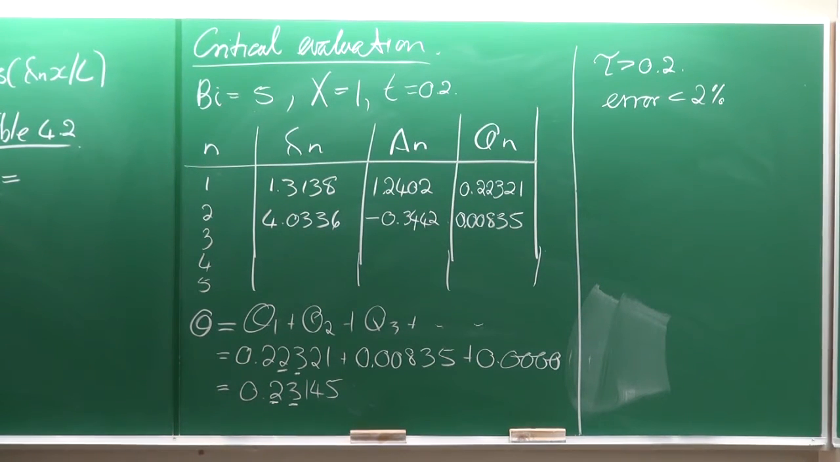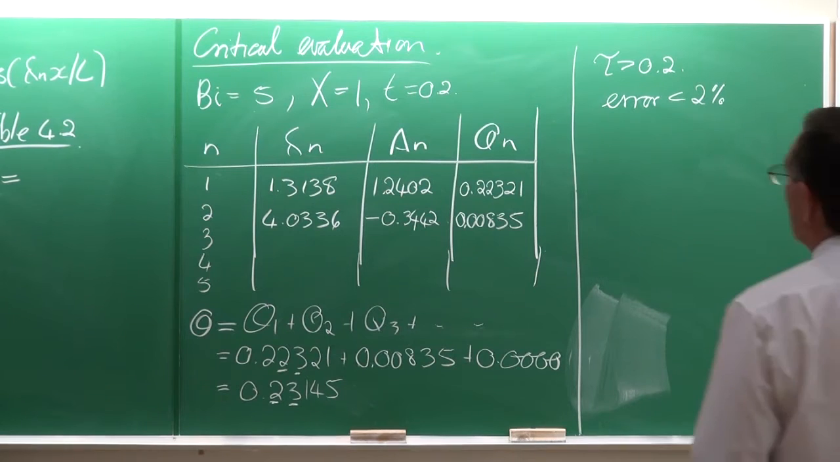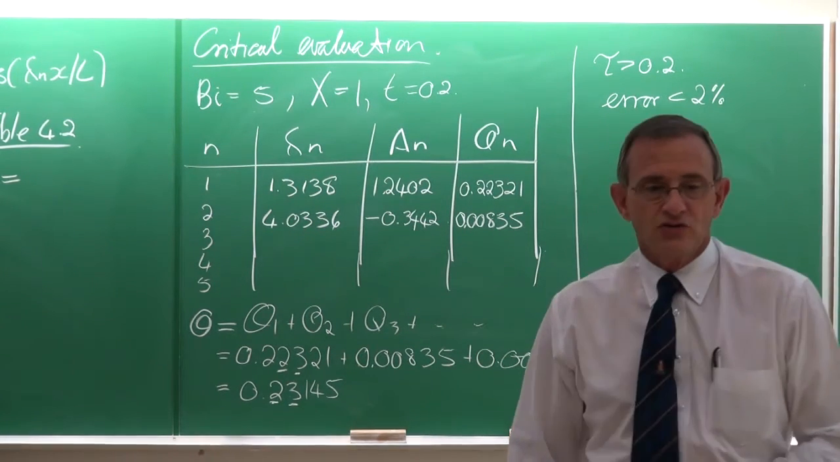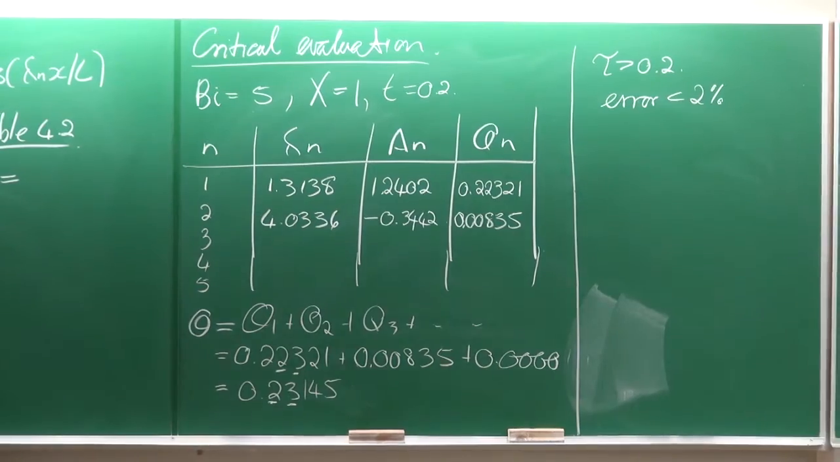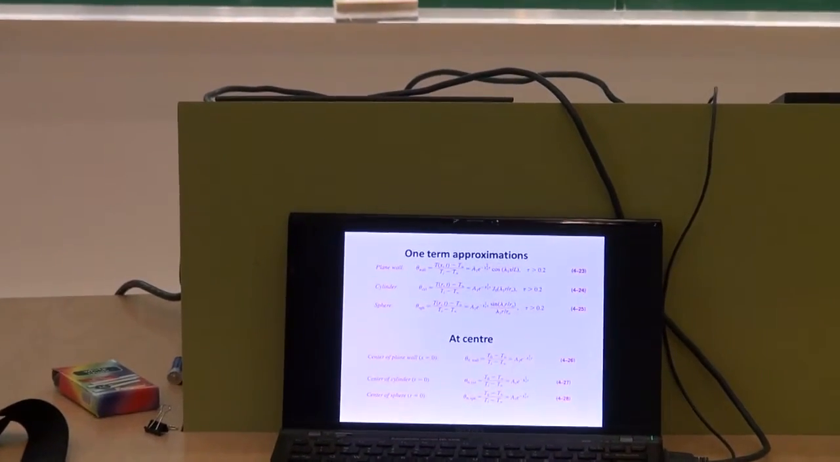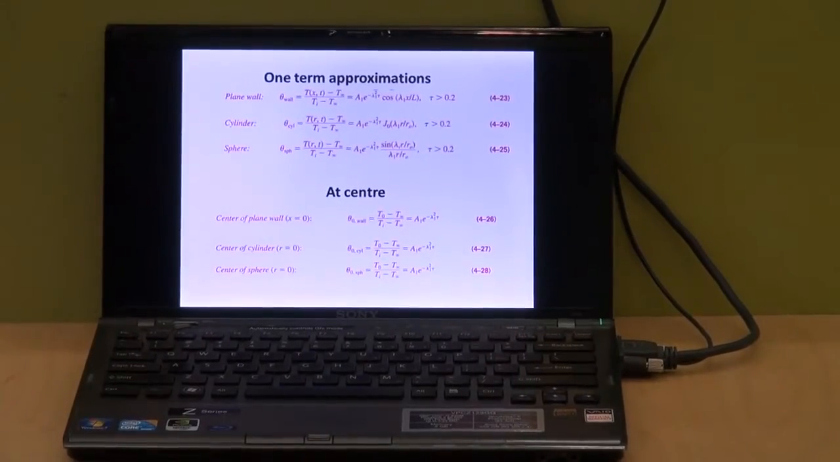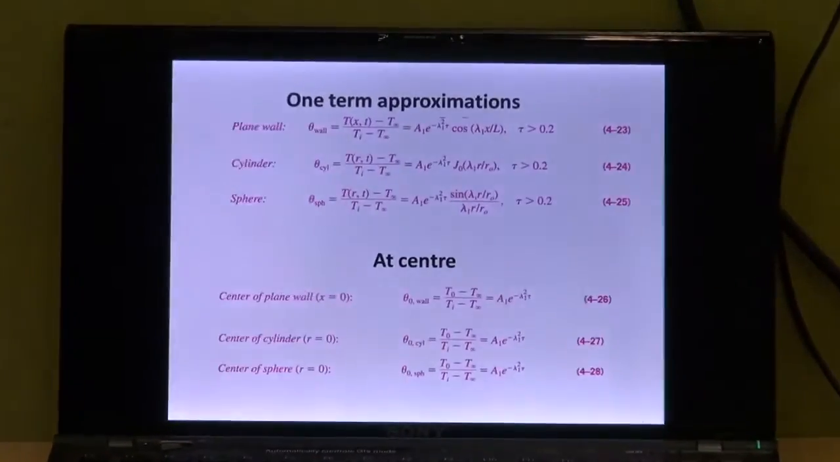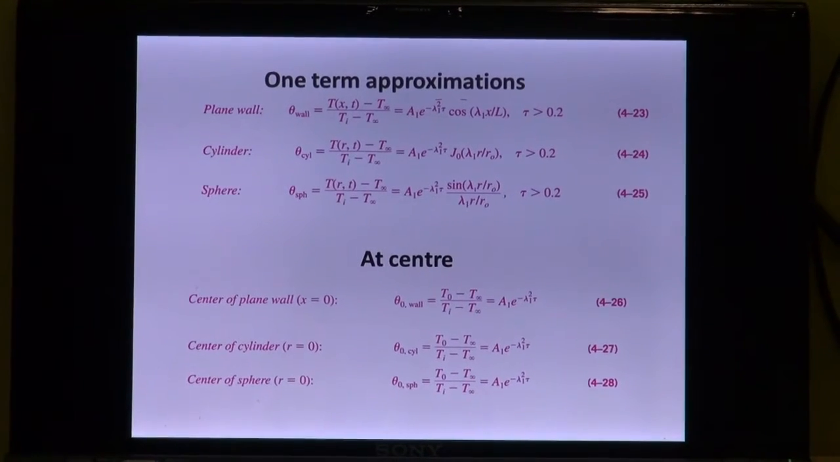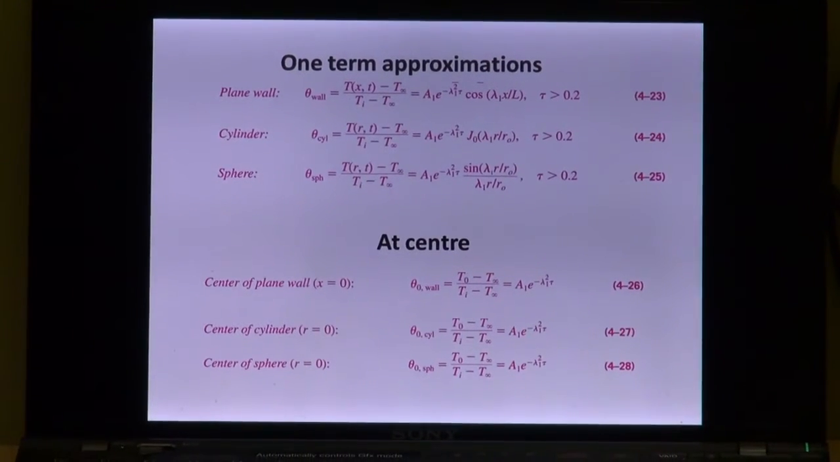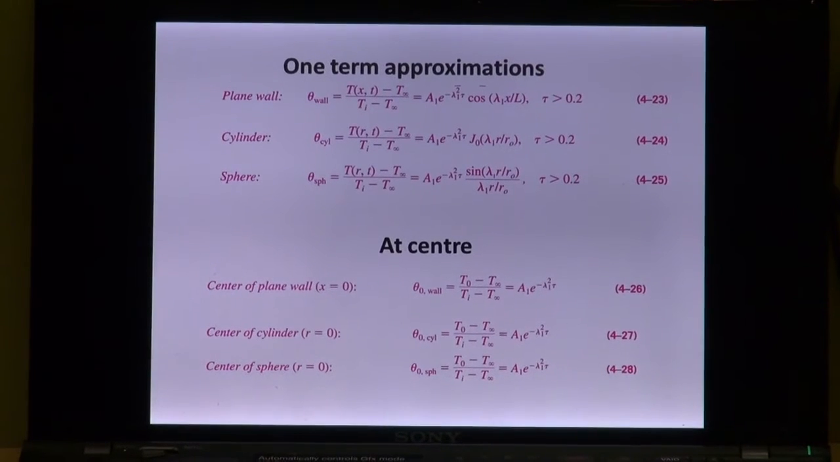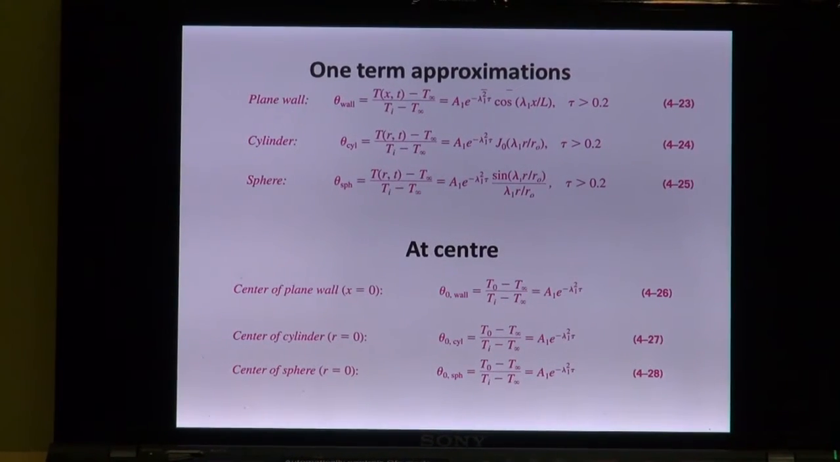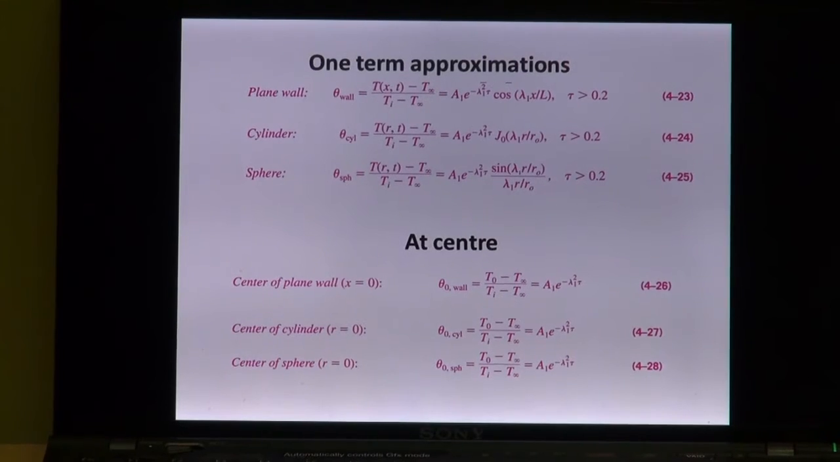Now the result of that is that the equation for the first term we can write in the following format. Marlies, if you can go to the equations now for us. There they are. Okay. So for the plane wall, the one-term approximation, those three equations there at the top, you'll see them. For the plane wall, there's the temperature distribution. Again, on the right, it indicates for tau larger than 0.2, so we only use the first term.